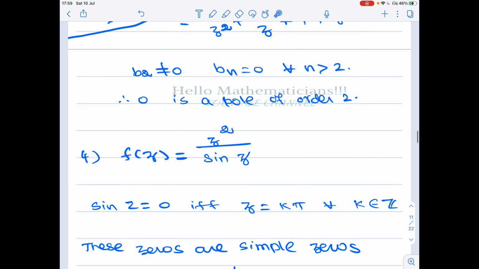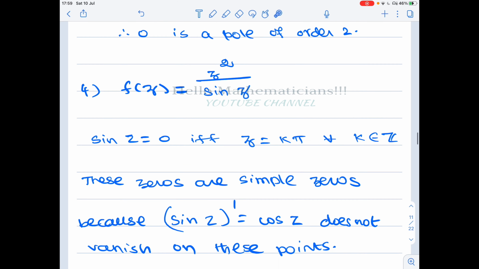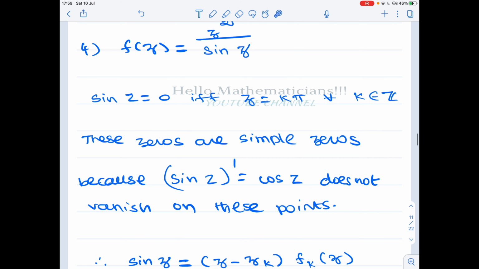Let's look at f(z) = z²/sin z. All these questions were asked in previous year CSIR problems, you can have a look at it. Now the denominator vanishes, sin z = 0, if and only if z = kπ. These zeros are simple zeros, meaning zeros of order 1. Why? Because if something is a repeated zero, then it will be a zero for the derivative also.